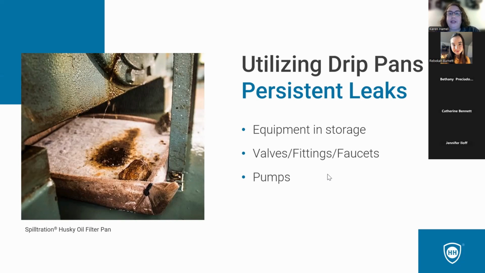What are those things? Is it a piece of equipment? Is it a valve? Is it a fitting? Is it a hydraulic system? Is it a pump? What is it and where does it leak? And what can you do to capture that leak right where it is before it runs across a parking lot, before it runs across your floor, whatever that situation may be? Where is it and what can I put under it? What kind of a drip pan can I use to capture that, recycle those fluids, and make sure that they're not getting into a storm drain?